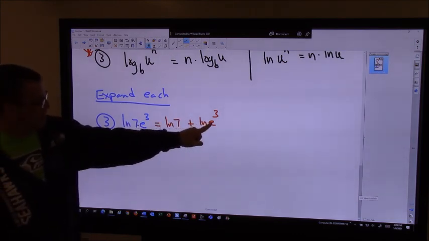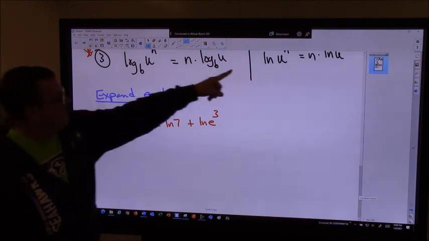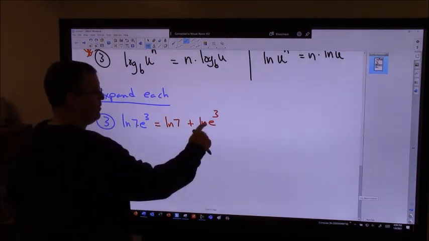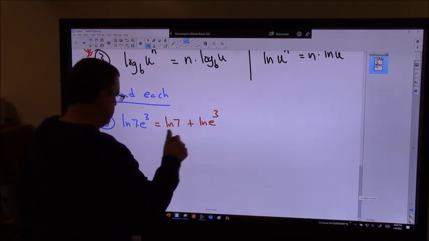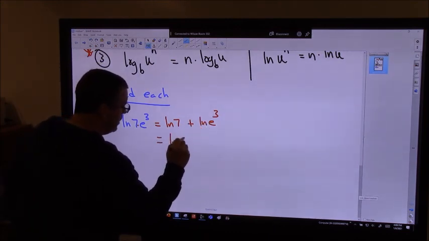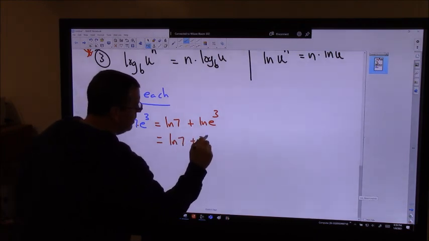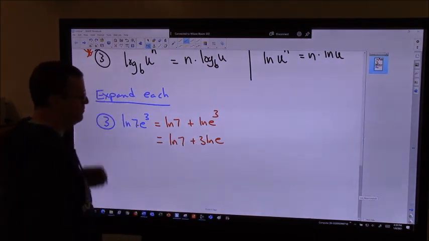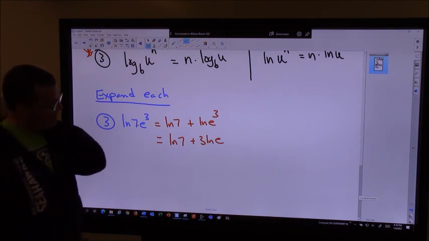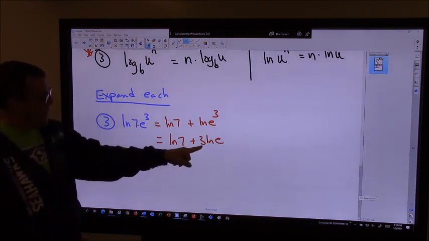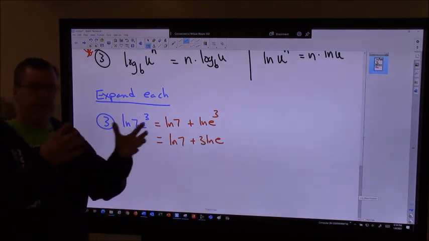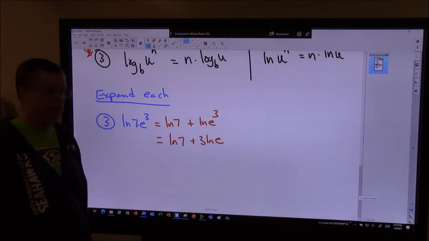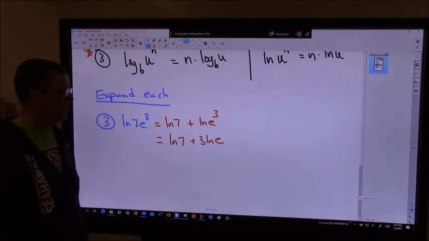But now we see something that looks like our third rule right here. If I have an exponent raised to an exponent, I want to bring that down in front so that I can multiply those. So this is going to equal natural log of 7 plus 3 natural log of e. There it is. Now, you might look in the book and not see this answer. I've expanded this, but some people would make the argument that this is not completely simplified. And I think I would agree with them, okay?